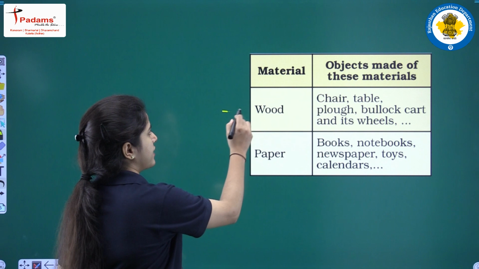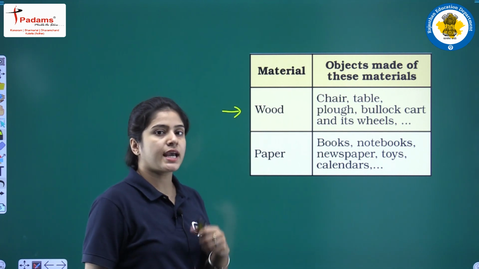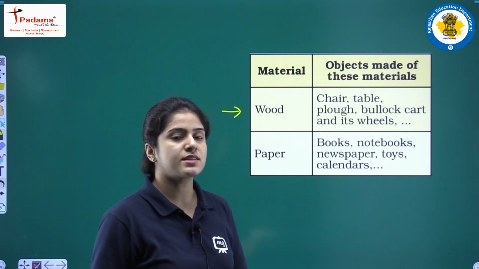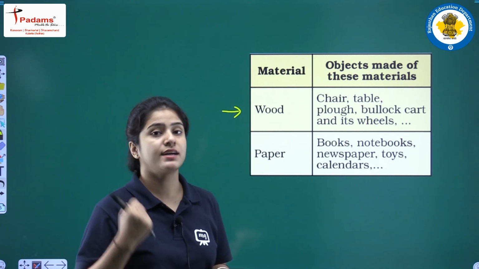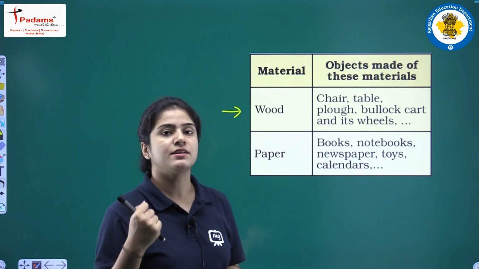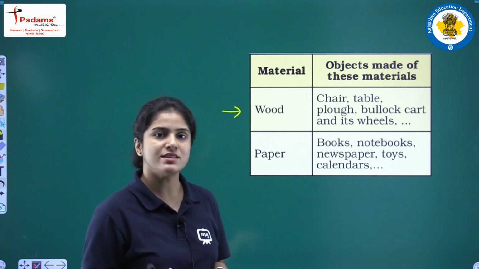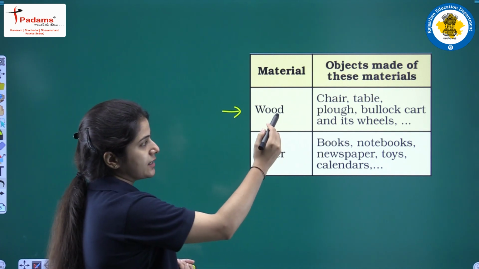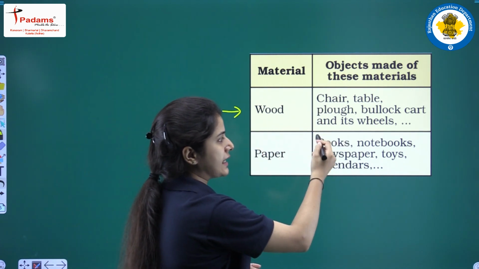For example, number 1, wood. Wood can be used to make what kind of objects? Table, chair, cupboard, plow, bullock cart, wheels, etc. Alright students, so wood can be used for making chair, table, plow, bullock cart and its wheels.